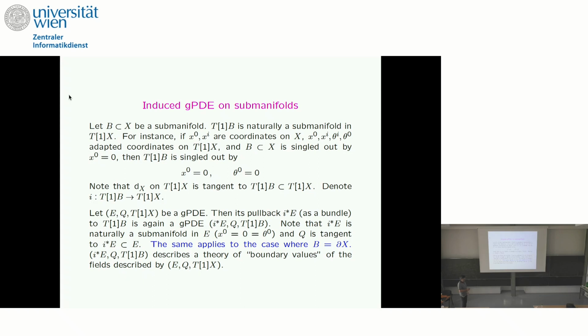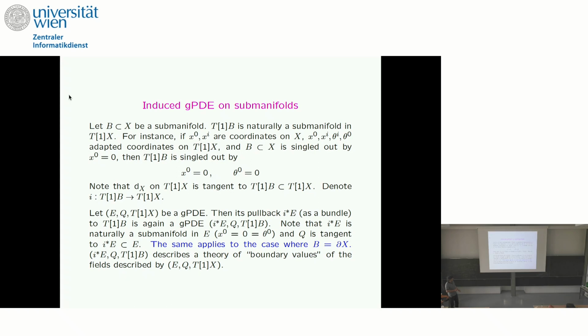Okay. So then suppose we are given a gauge PDE defined on our X, and then we can simply pull it back to the T1B, which is the submanifold of T1X, just as a pullback of bundle. So you can see the fiber doesn't change. We just consider our bundle at points of our submanifold. And indeed, again, it is easy to see that Q is tangent to this i star E considered as a submanifold. So we again get a gauge PDE.